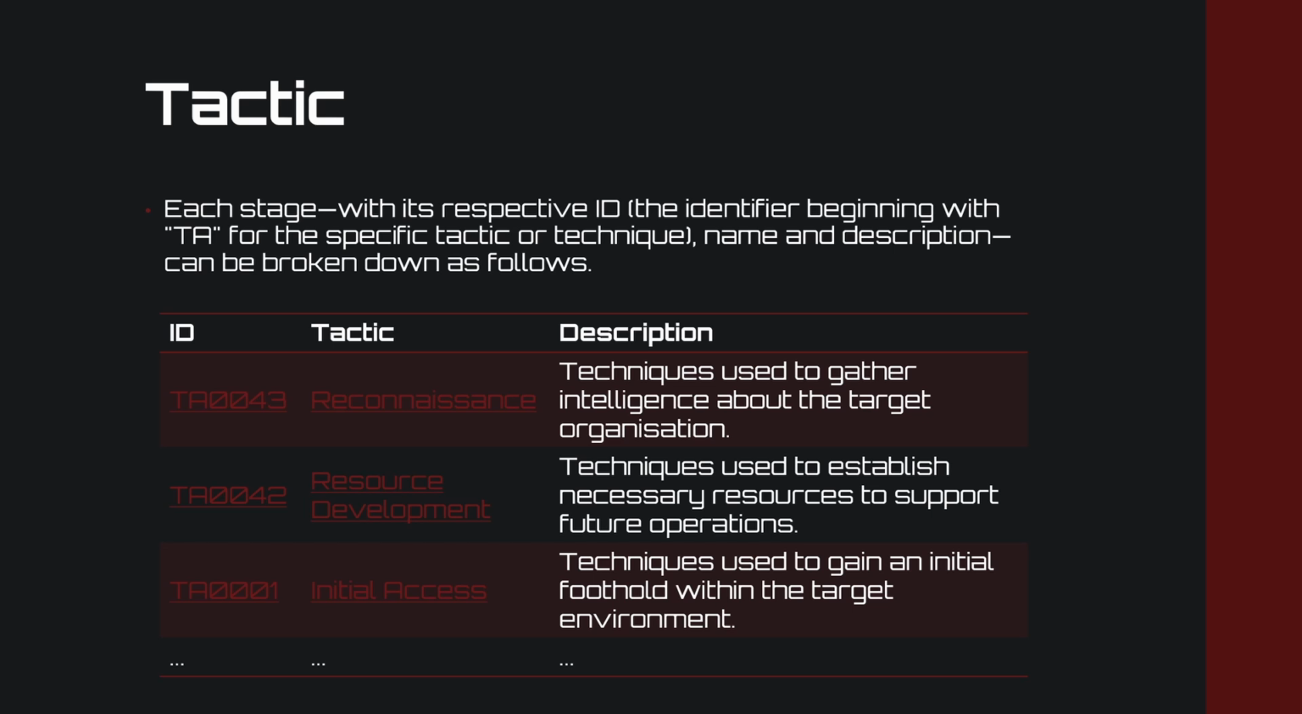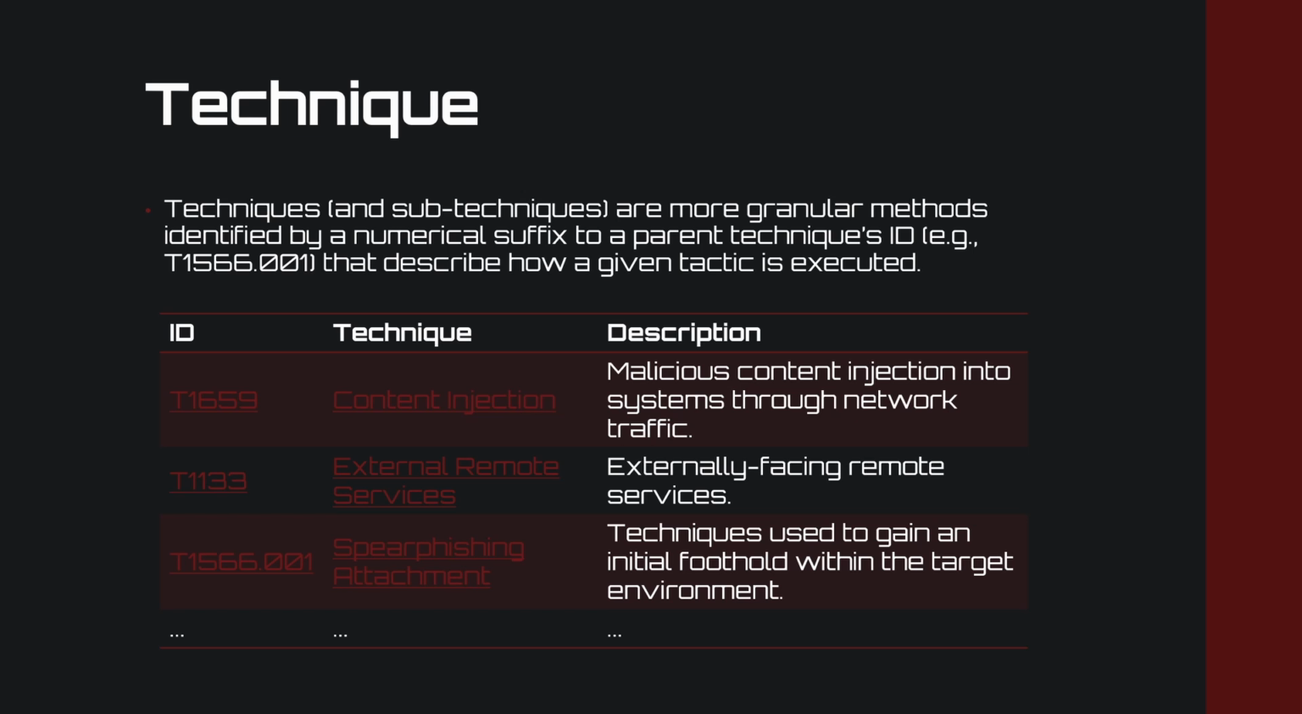So there you can see reconnaissance is TA0043, and this tactic in particular defines the techniques used to gather intelligence about the target organization. And if you look down below, you've got the tactic IDs for resource development, initial access, and the list goes on. As for the technique, they are very similar, but a technique will typically start with a T followed by a number, but also a technique can have a sub-technique, which is basically a more granular implementation of a technique, to which it will have a number appended to its ID.